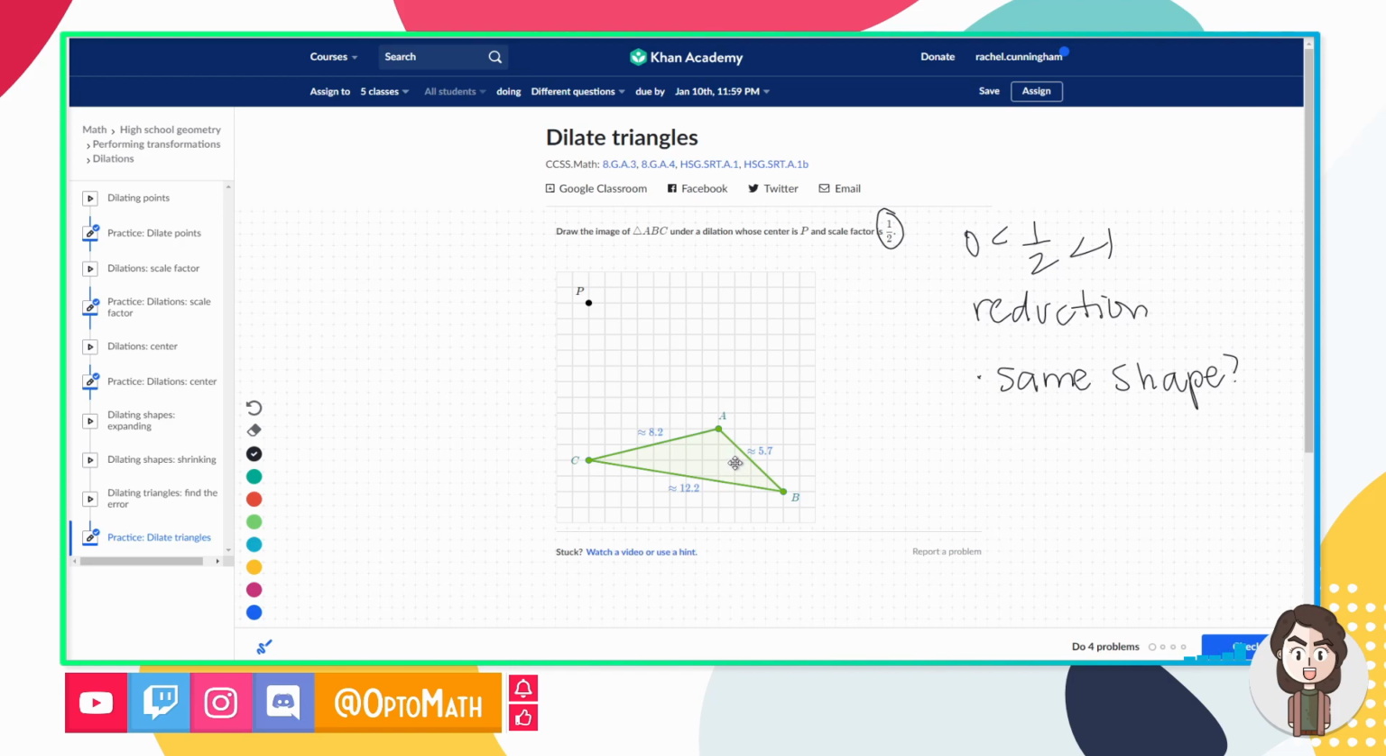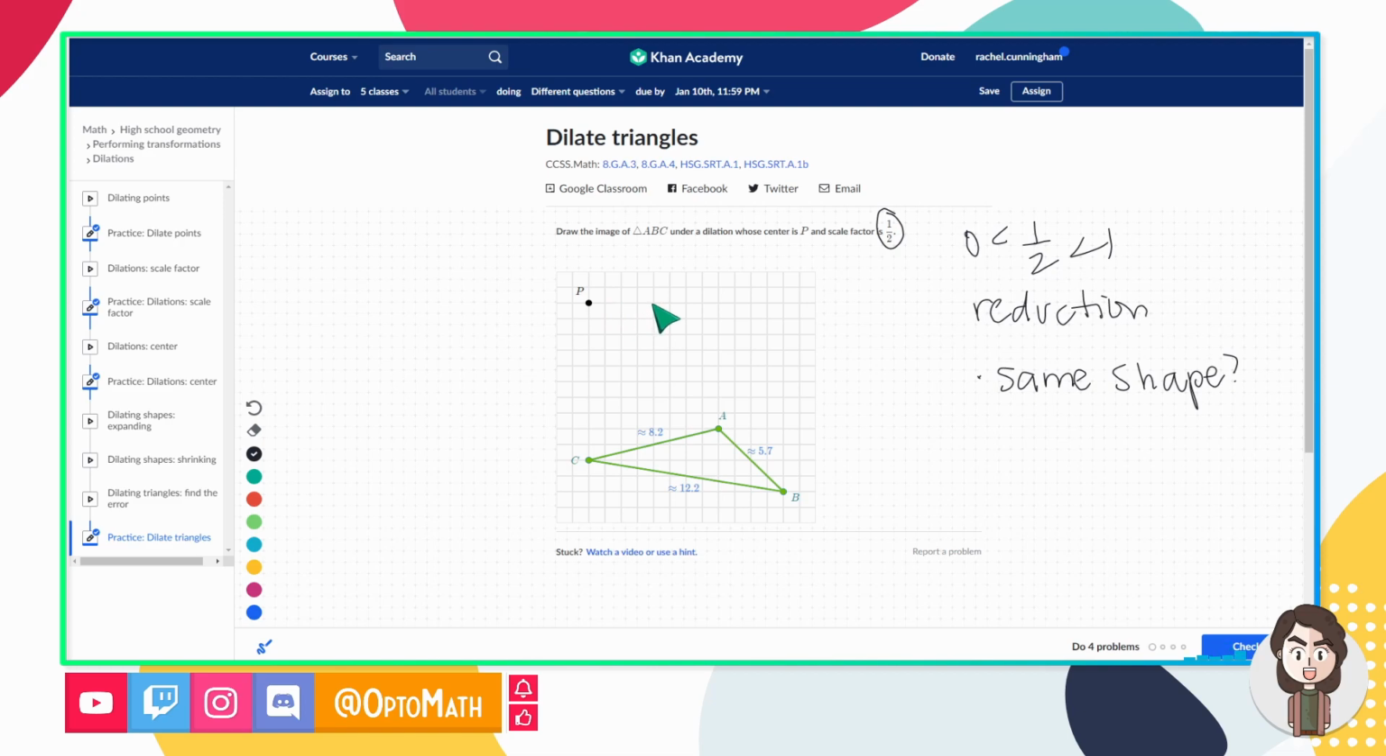The way to actually do this is to connect your center to a vertex to dilate that point. It's like our dilate points, but we do it 3 times for these 3 vertices. Let's find this distance, and then we're going to take half of it starting at the center. It's not going to be very feasible to find this diagonal distance, but we can do the rise and run. So let's do the run.